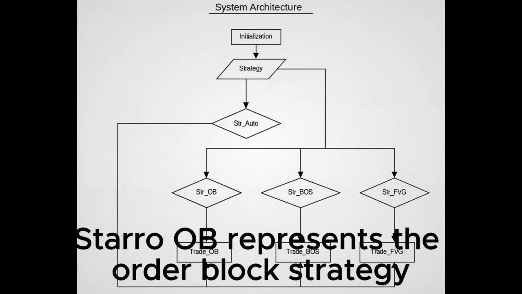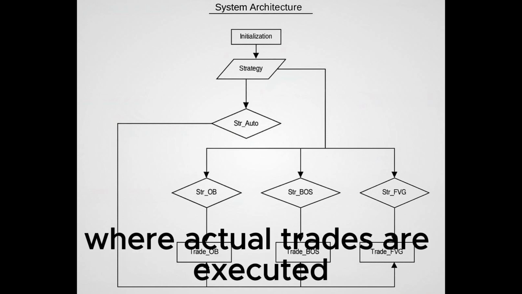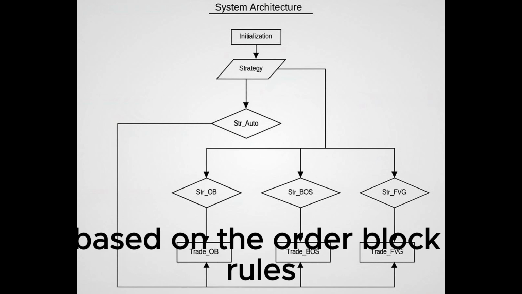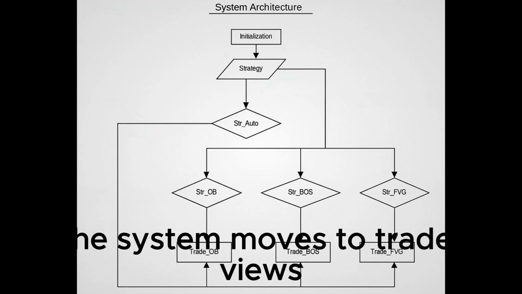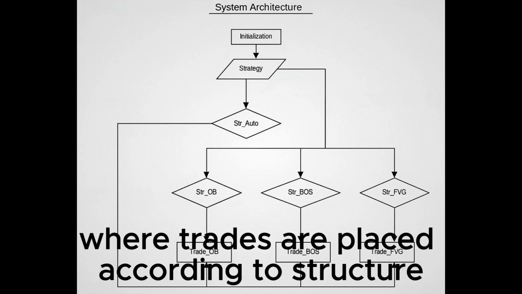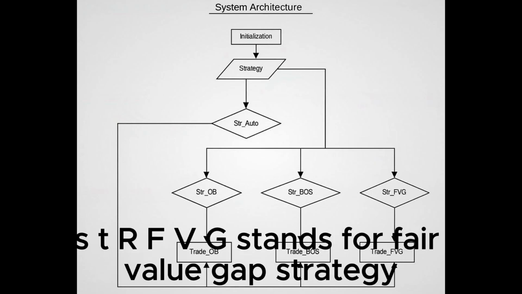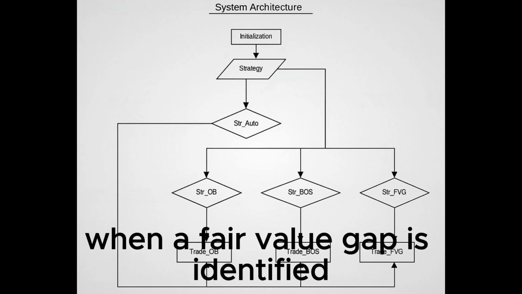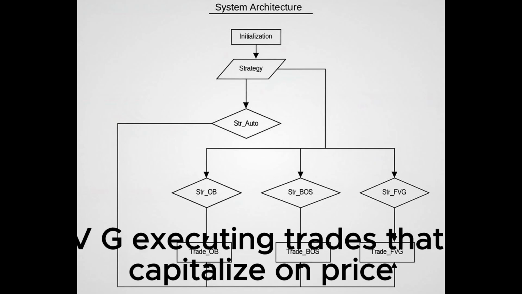Star OOB represents the order block strategy. If the system identifies an order block setup, it proceeds to trade OB, where actual trades are executed based on the order block rules. Star BOS represents the break of structure strategy. If this condition is detected, the system moves to trade BOS, where trades are placed according to structure break confirmations. STRFVG stands for Fair Value Gap Strategy. When a fair value gap is identified, the system proceeds to trade FVG, executing trades that capitalize on price imbalances in the market.